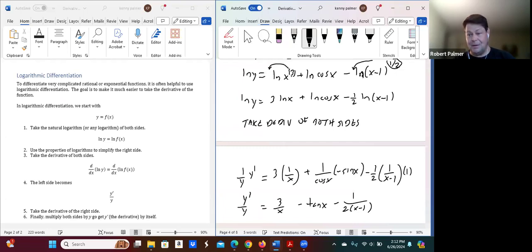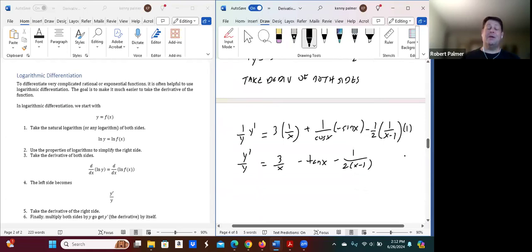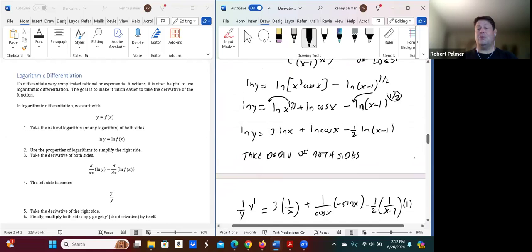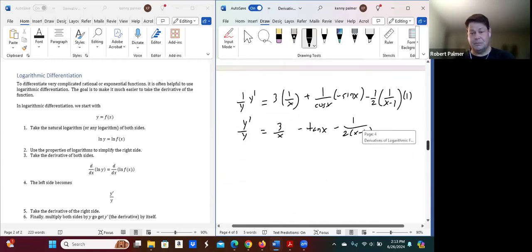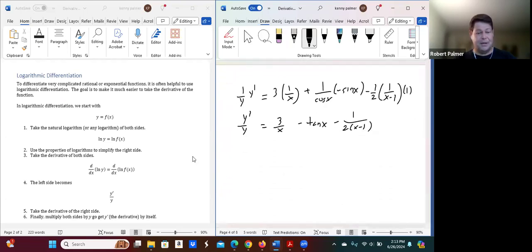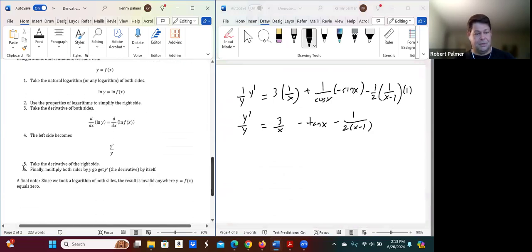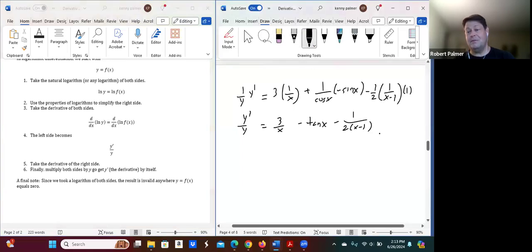So we're not quite done. Take a minute and look at what we did. Basically, we made it much easier to take the derivative instead of having to involve a lot of product rules and quotient rules. And now the last thing I want to do, now that you've taken the derivative of both sides, is multiply both sides by y to get the derivative by itself. Because you want y prime by itself, multiply both sides by y.